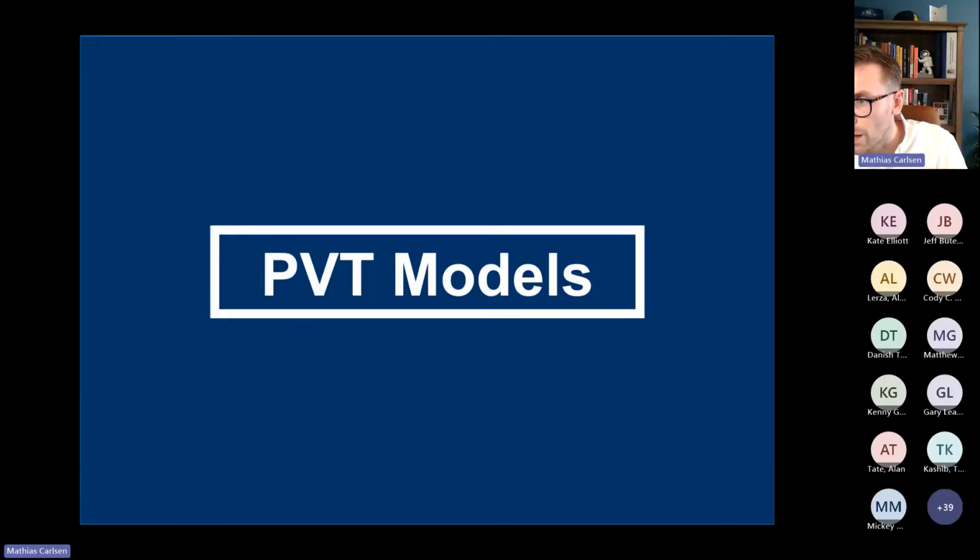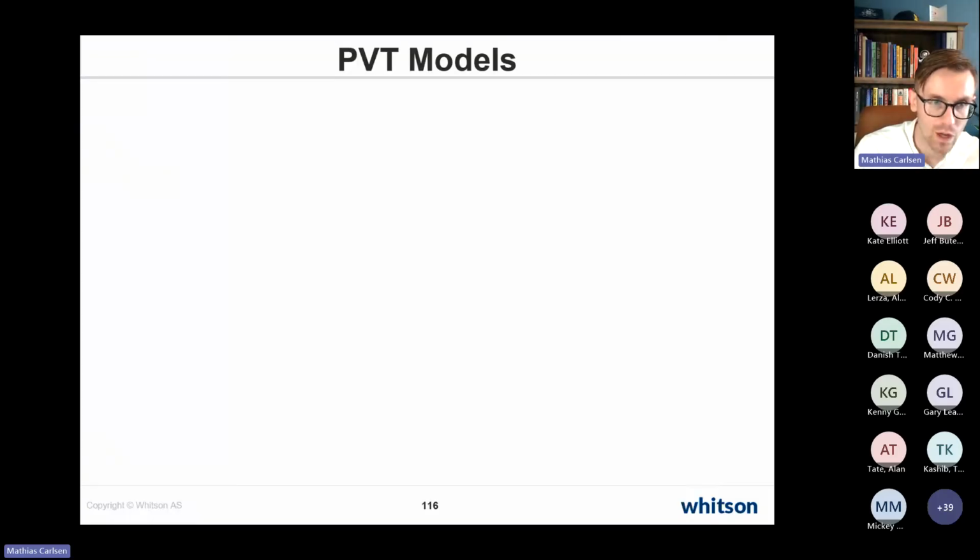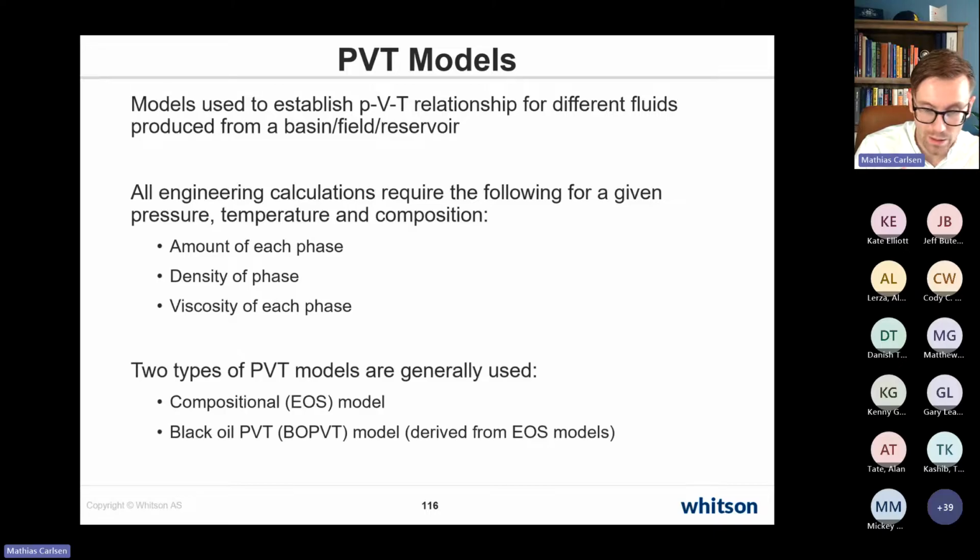What was mentioned here by Tarun is absolutely correct: the mass fraction is measured and the mole fraction is calculated. Excellent. Now we're going to talk about PVT models, and there are two different types: the so-called equation of state model, and the black oil table. We're going to go through both of those.